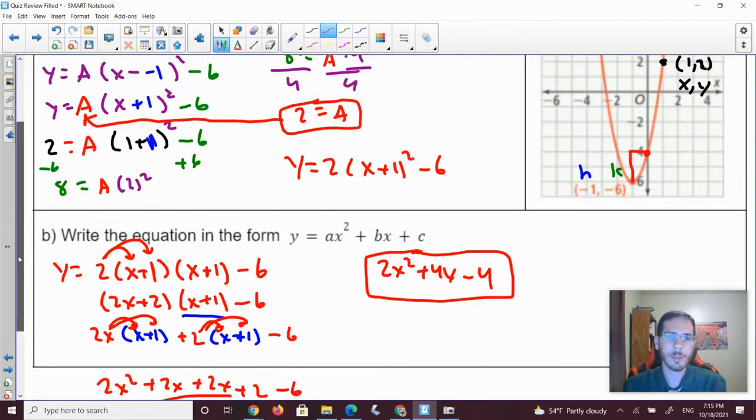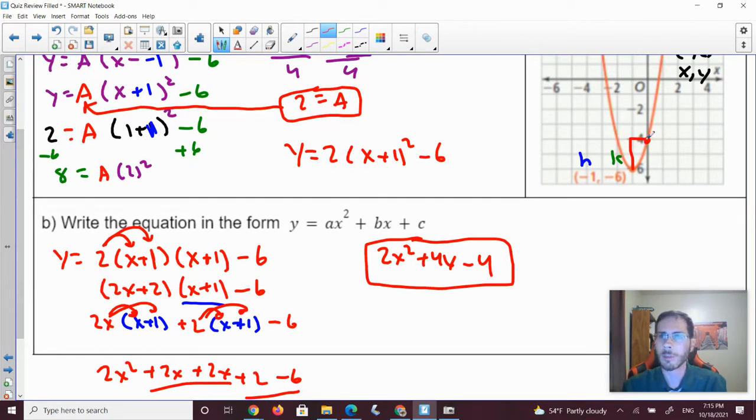So I want to check my graph to make sure it makes sense, and it does because the y-intercept's at -4. So at least my value for c makes sense. Now, how could I double check to make sure I got the right answer?